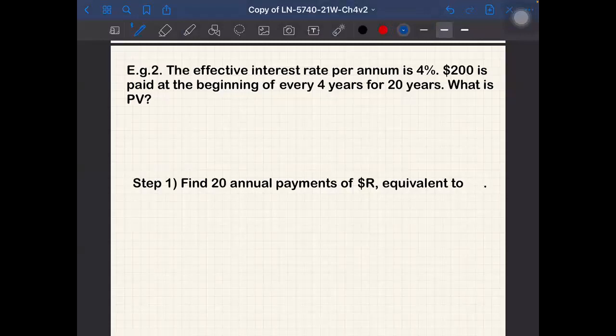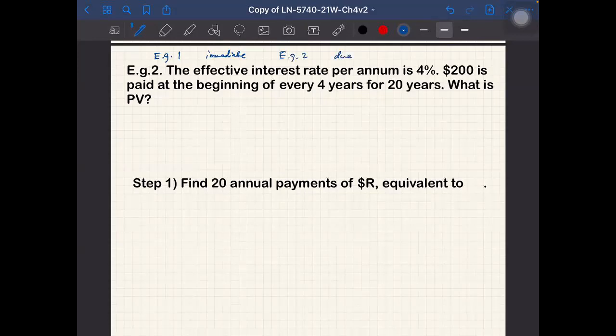Hi, we continue section 4.b, the off payments part 2. Example 2. This time we study how to deal with the annuity due case. Example 1 was basically the annuity immediate case, but example 2 is the annuity due case.